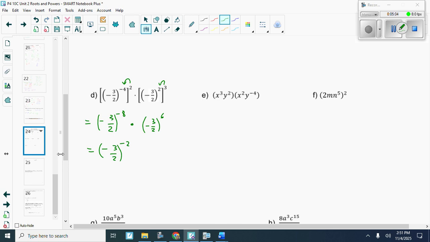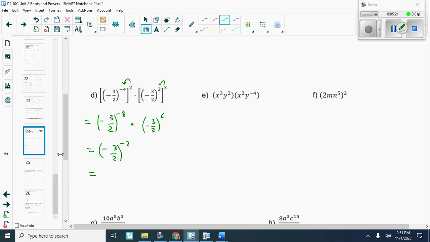My final answer, though, can't have any negative signs in it, so I do have to keep going. I have to deal with my negative sign. Negative exponents, easy. We just write the reciprocal. And that deals with the negative. So we write the reciprocal of the base.